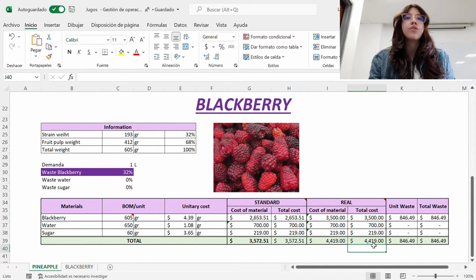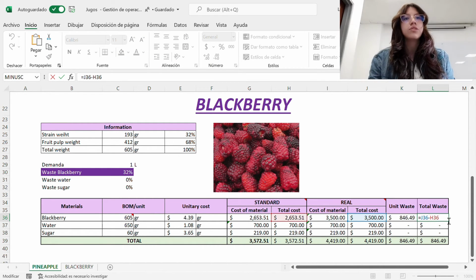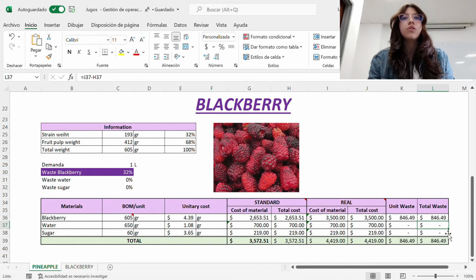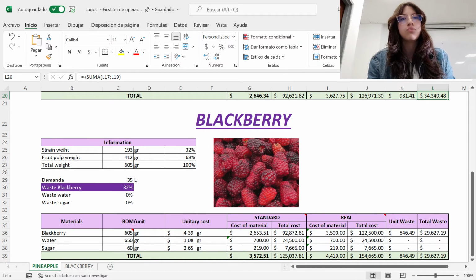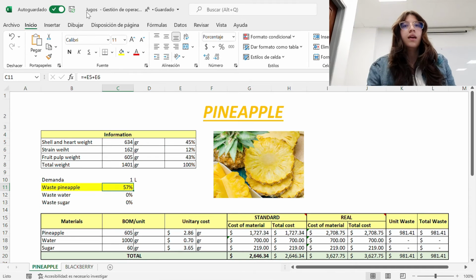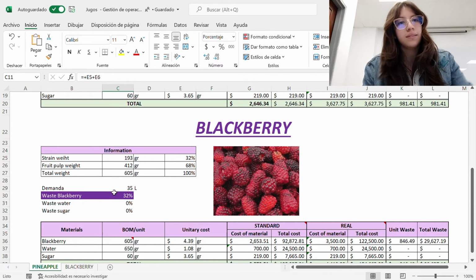3,572 pesos, and the real cost, 4,419 pesos, whereby the difference to know the cost of waste per liter of juice produced is 846 pesos. It should be noted that if you produce 35 liters with the same characteristics, the total cost of waste could be 29,627 pesos. In short, pineapple juice has more waste compared to blackberry juice, and it's observed both in the preparation and in the analysis in Excel.